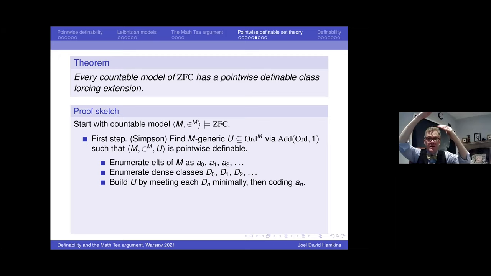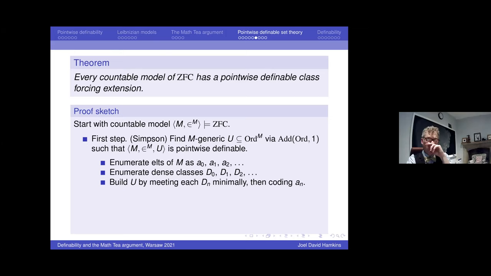You iterate this. Now the resulting U that you build that way is going to be generic because you got into all the dense classes. But also the point is that from U, you can define all these A's because these D's are themselves definable. And so if you have a definition of D0, then you can tell what the shortest initial segment of U is that's in it. So you know where the coding point of A0 started, and then you can extract A0 from U. And then you know that D1 is definable using parameters you already have. And therefore you look at the smallest initial segment of U that gets into D1. And so you know where the coding of A1 starts and so on. So using this predicate U, you can get back all these sets A sub I. And that's how Simpson's proof goes.